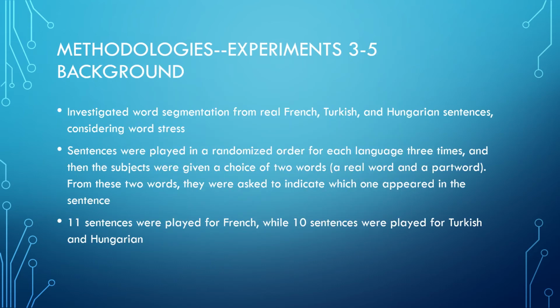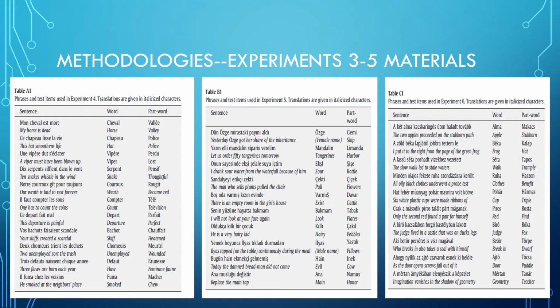In experiments 3, 4, and 5, word segmentation was investigated in terms of word stress in French, Turkish, and Hungarian sentences. 11 sentences were played in French, while 10 sentences were played in Turkish and Hungarian. For each of these languages, the sentences were played in a randomized order, as shown here, 3 times each. Then, the subjects were given a choice between 2 words, one of which was real, and the other which was a part word, as shown here. From these 2 words, they were asked to indicate which one appeared in the sentence.